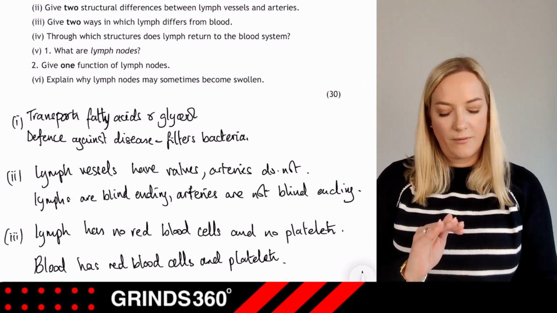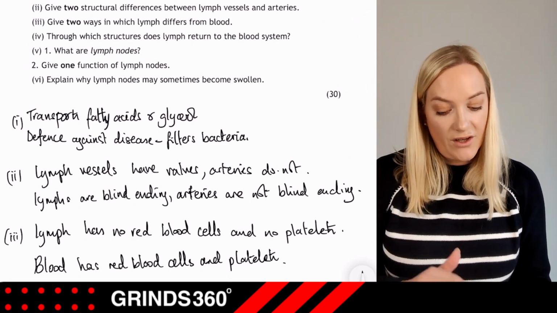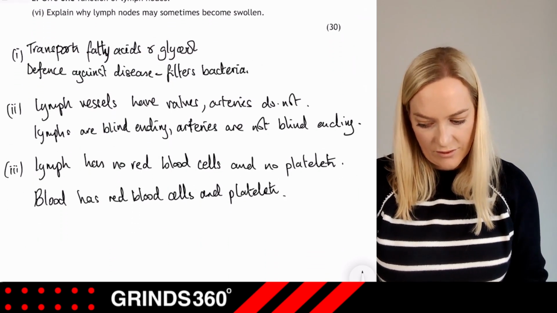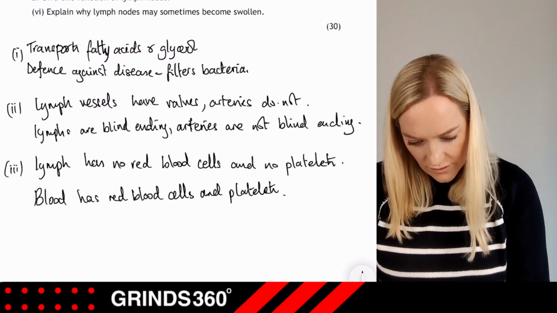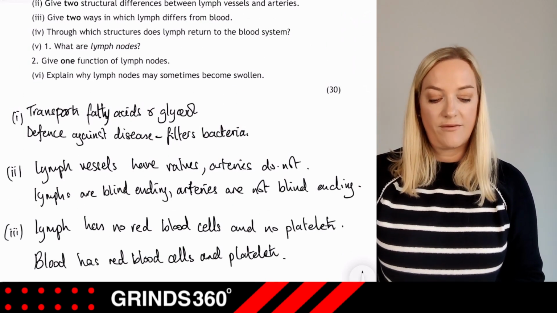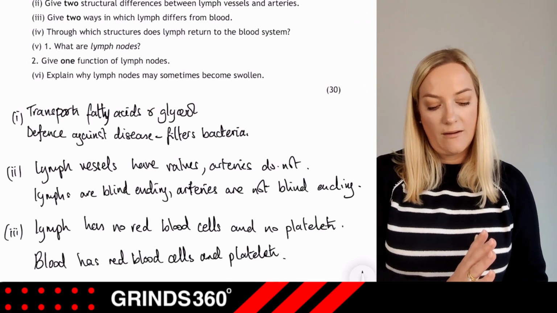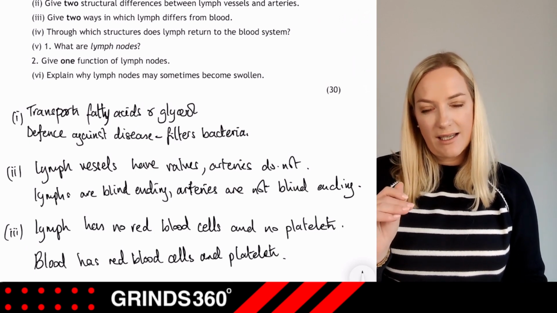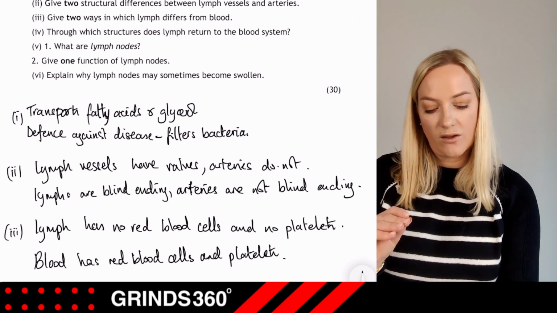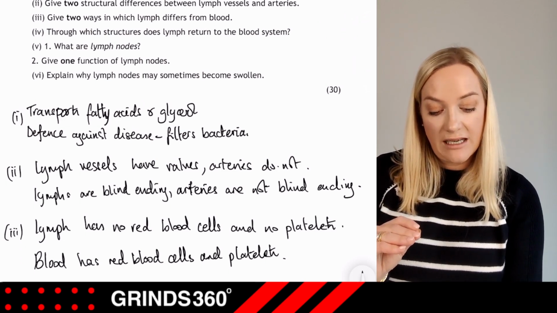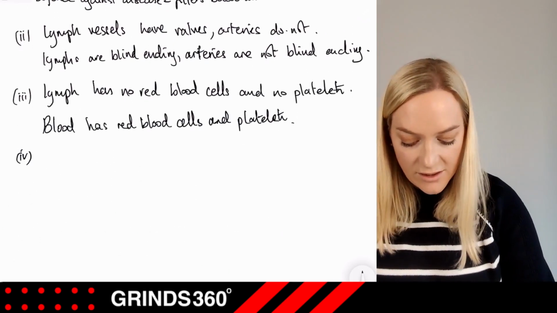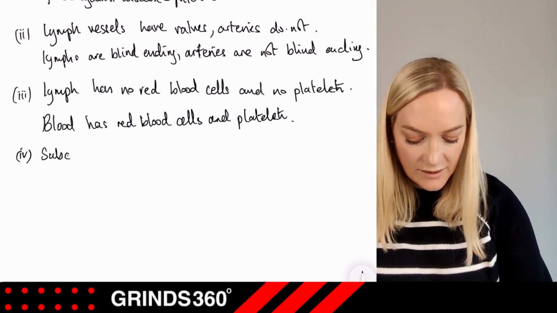Okay, number 4. Through which structures does lymph return to the blood system? So where does the lymph go back and join the blood? That is your subclavian veins. It's not the ducts, because the question is through which structures does lymph return to the blood system. So that's your subclavian veins.